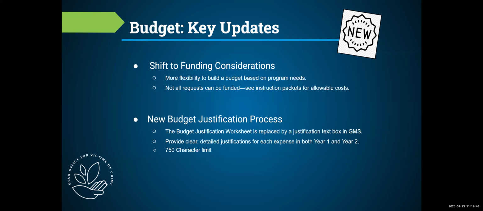It's important that you provide a clear, detailed justification for each expense, explaining why it's necessary and how it aligns with your program's plan. Note that each justification text box has a 750 character limit, so be concise while still being thorough. This change applies to both year 1 and year 2 budgets, ensuring that all expenses are justified directly in the system. These updates should help reduce the paperwork and provide more flexibility while still ensuring that your budget is well thought out and aligned with your program plan.